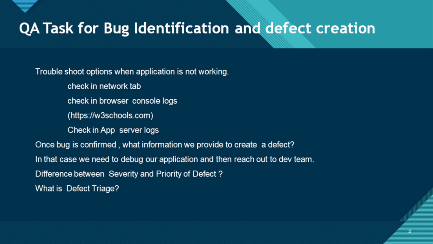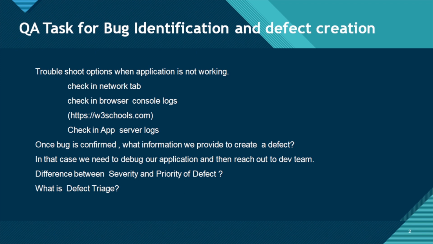So once the bug is confirmed, what information do we need to provide for creating a defect? In that case, we need to debug our application and then reach out to the dev team. So debug our application, as I discussed above, using the network tab, browser console log, and app server log. We need to debug in that way, and after that we need to reach out to the dev team.